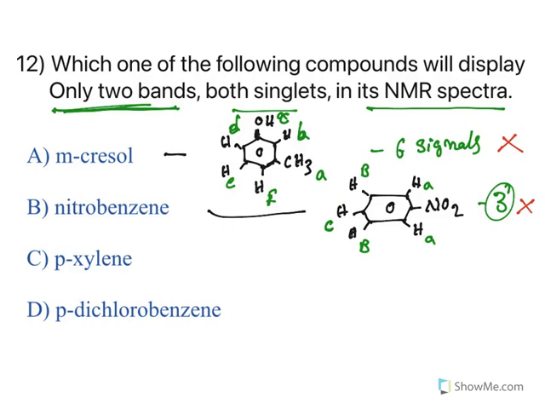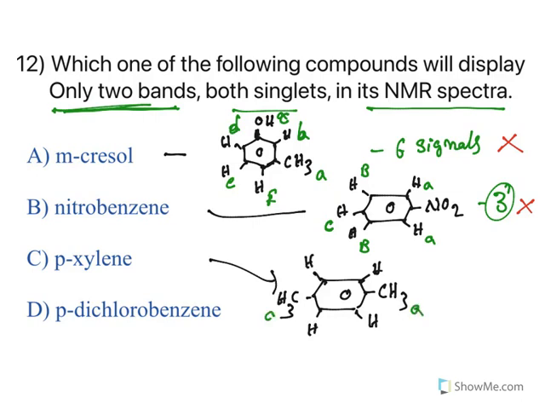Paraxylene. See, paraxylene, the structure is this one. 3 methyl groups on benzene ring, para position. Now how many signals are there? See, all here you have protons are there. Now when you see the equivalence, these two are similar kind. Now the rest, all of them are same kind because they are surrounded with similar kind of environment. So how many signals will you get? 2 signals. What is the question? 2 bands. This is the right answer.